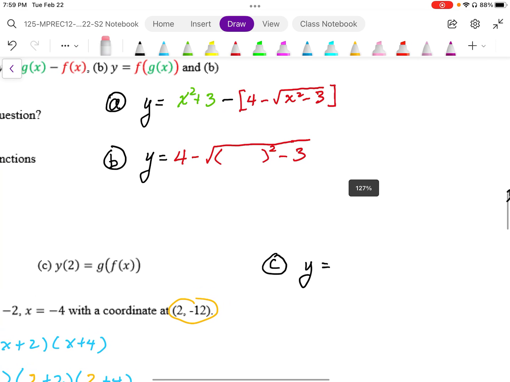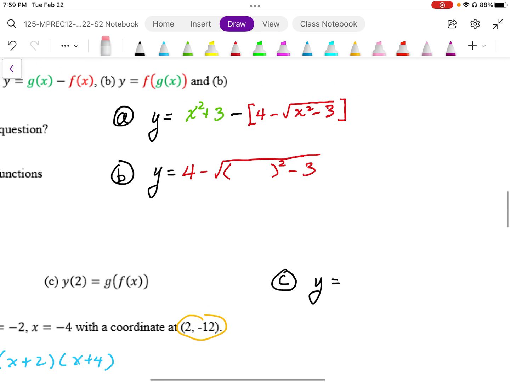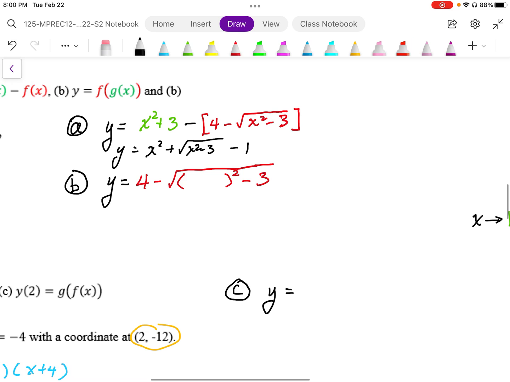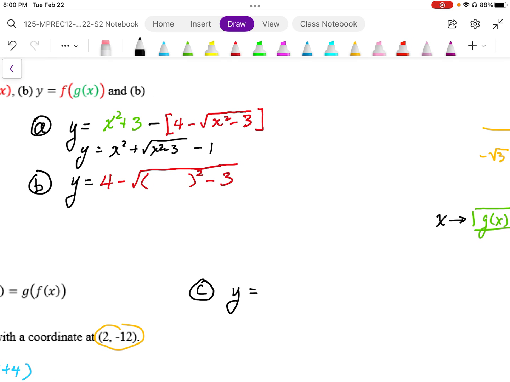So for a, g of x minus f of x is going to be x squared plus 3, then minus the bracket of 4 minus the square root of x squared minus 3. Okay, so we're just basically putting them together. We can simplify some of these things. In this case, we could make this into y equals x squared plus the square root of x squared minus 3, and then minus 1 as our constant term. That's not super important, but what's more important is the domain and range for this.